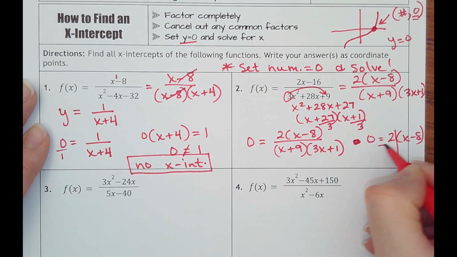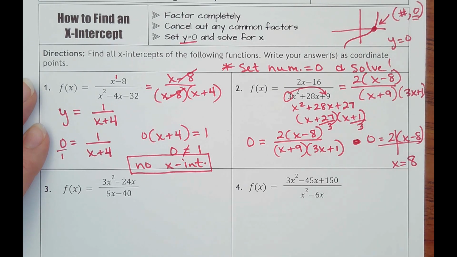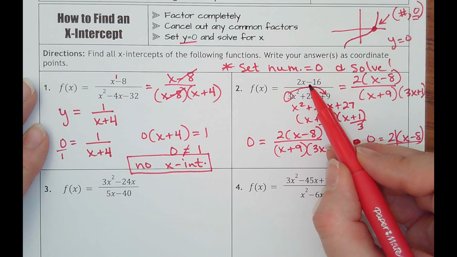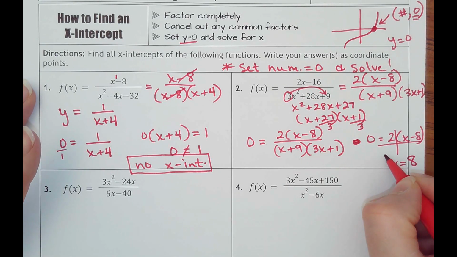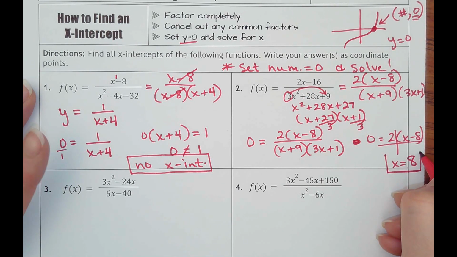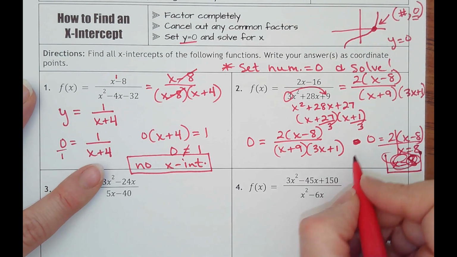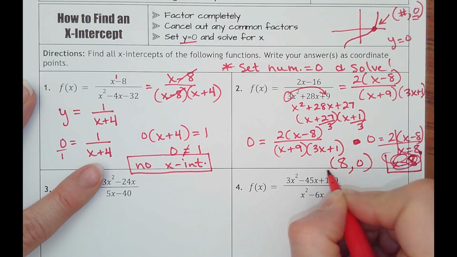Okay, so right here, all I got to do is think, okay, what number minus 8 would make 0 is 8. If you wanted it back from the beginning, that's fine. You would add 16, divide by 2, that also gets 8. Oh, once it is a coordinate point. So that would mean it's at 8, 0.